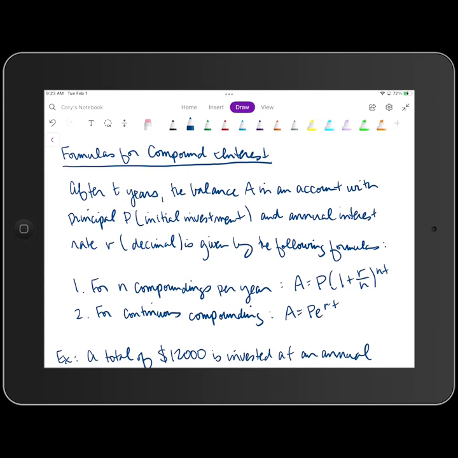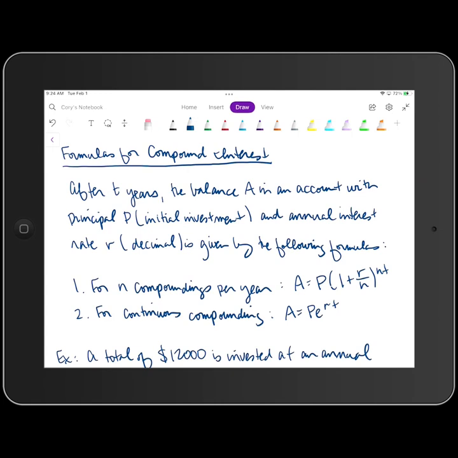So usually interest rate is expressed with a percentage, but when you plug into these formulas here, you have to write that percentage in decimal form. So again, to go from percent to decimal, you want to move the decimal point 2 spots to the left. Okay, is given by the following formulas. Okay, so the first formula is for n compoundings per year.